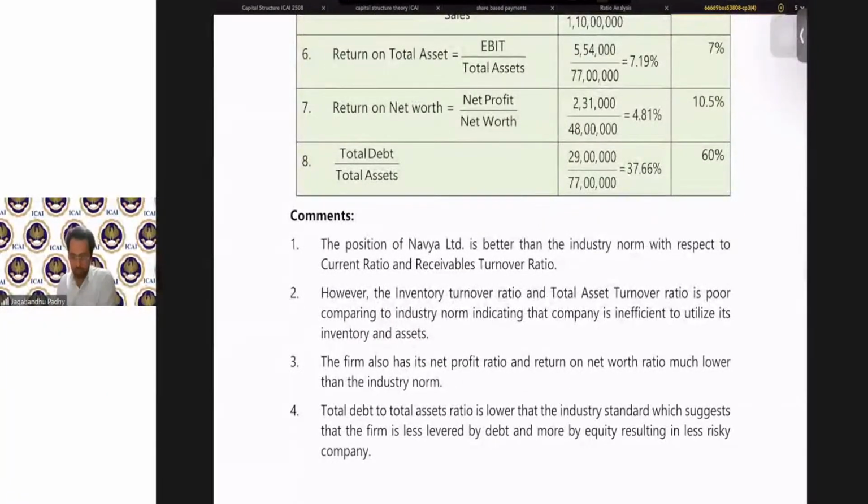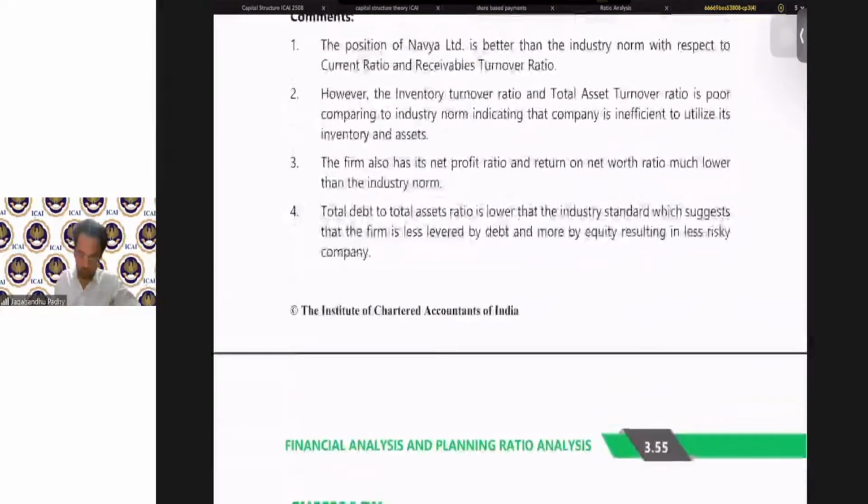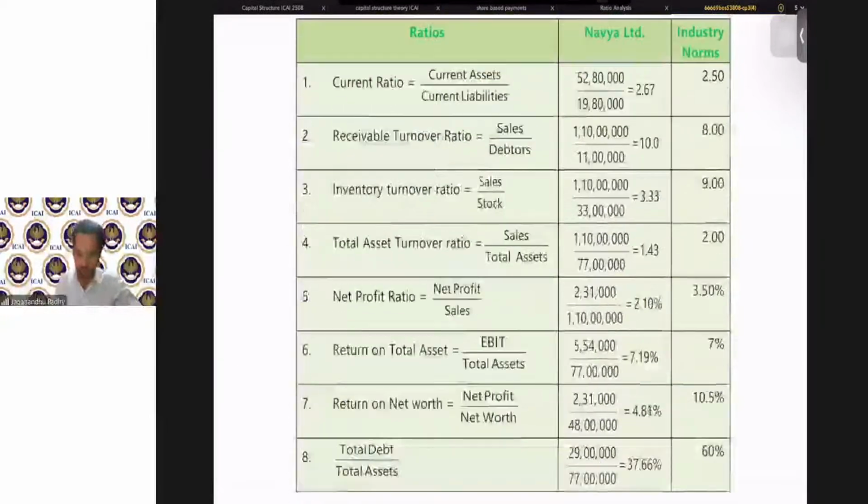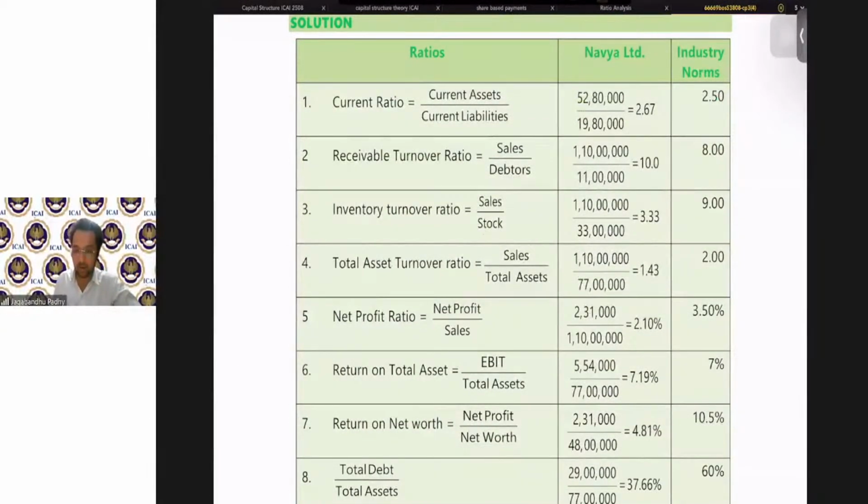Okay, so we can say that these are the observations, and these are quite analytical observations that you need to be coming up with in your exams also if such questions come up. Right, you can solve the questions of balance sheet and P&L by simple arithmetic, but then you should be able to also analyze the ratios. That's the pretty important part of this chapter.